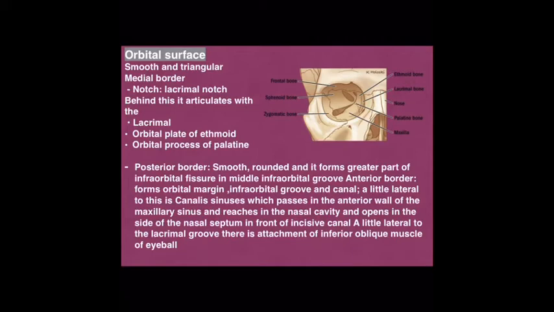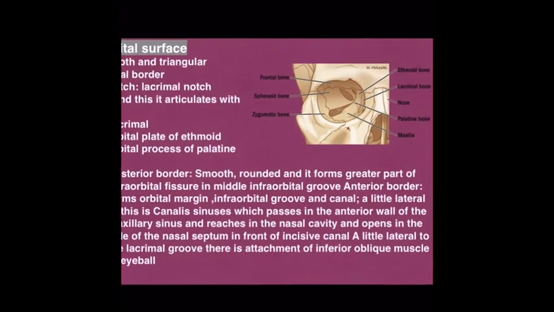A little lateral to the lacrimal groove there is attachment of inferior oblique muscle of eyeball, مقلة العين يعني. إذن الجانب الذي هو اللي يمر من الجدار الأمامي، هذا التجويف يعني هو يصل إلى تجويف الأنف، وتفتح من الجانب الحاجز الأنفي أمام القناة القاطعة، يعني اللي هي عضلة مائلة في العين. وهذا هو شكل الأوربيتال سيرفيس.